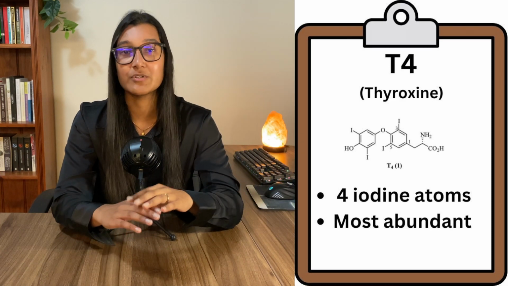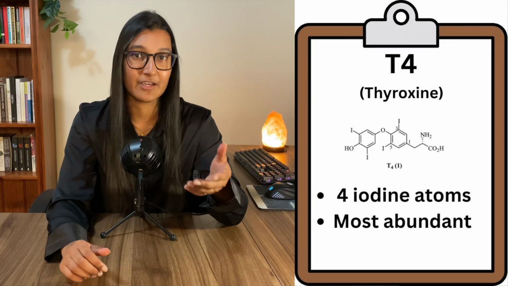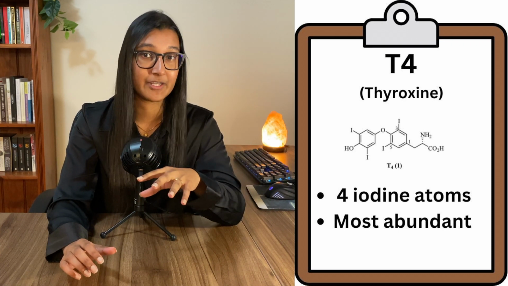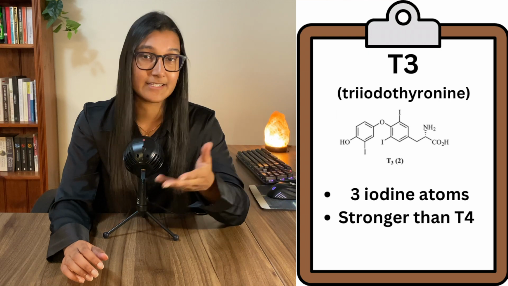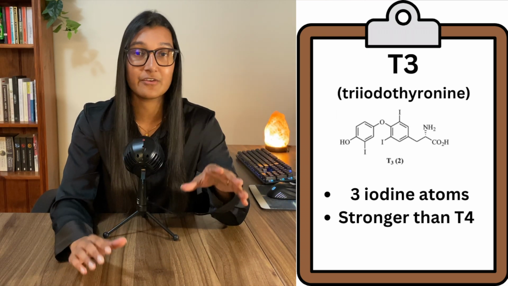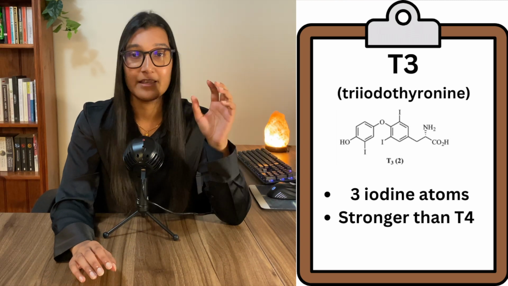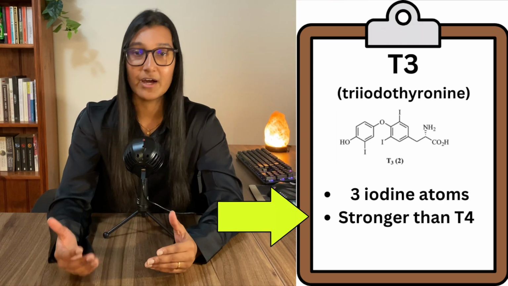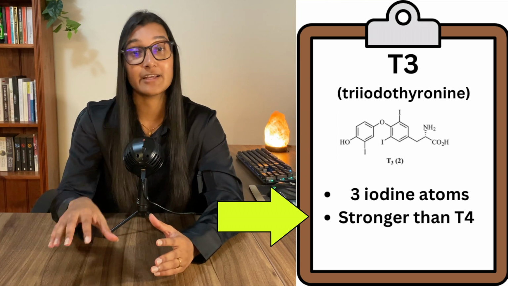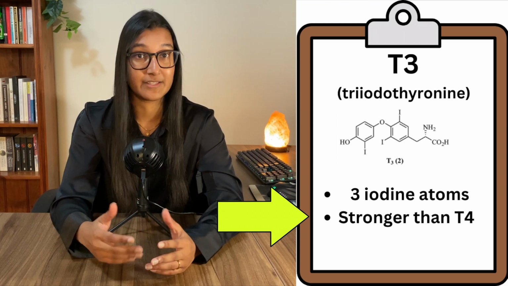This is actually the most abundant thyroid hormone that is found in your body. So there's more T4 flying around compared to T3. T3 has 3 iodine atoms, and so that's why it's T3. Thankfully, these hormones have a very simple naming system for once. Now, T3 is actually the more biologically active form of thyroid hormone, and that's because it can directly affect the organs and tissues in the body that need it.